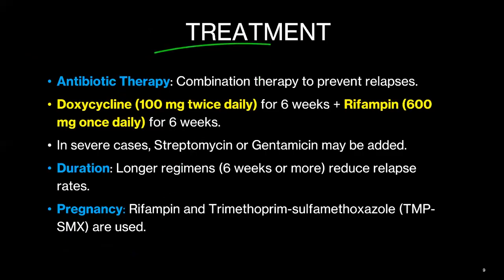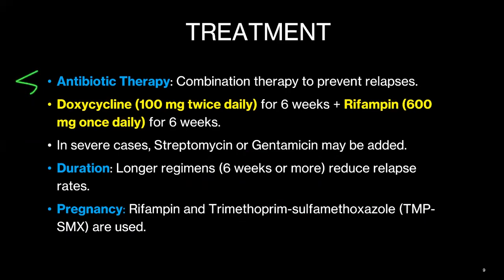Treatment, antibiotic therapy, combination therapy to prevent the relapses. So most important, doxycycline 100 milligram twice daily and the rifampin 600 milligram once daily for 6 weeks. In severe cases, streptomycin and gentamicin can be added. Duration of regimen will be 6 weeks or more. So you have to remember the duration of the treatment. Pregnancy, rifampin and in the pregnancy, trimethoprim-sulfamethoxazole, TMP-SMX, are used instead of the doxycycline.